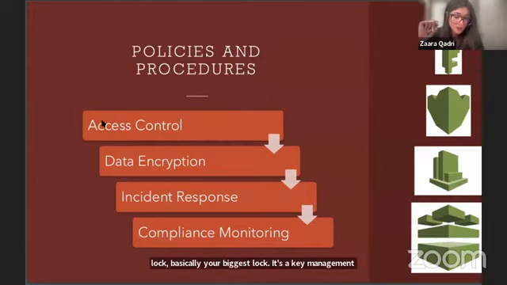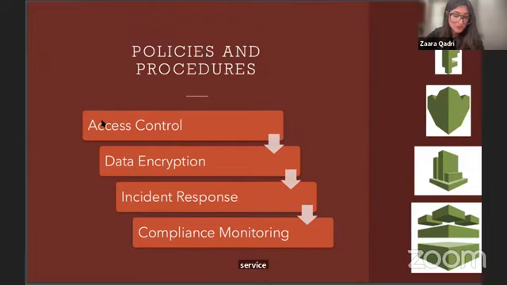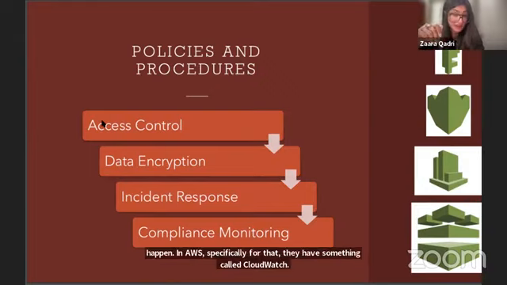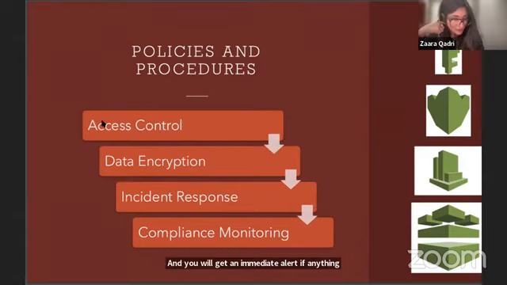For incident response, we are going to need a plan, of course. You have incident response in place that is going to detect, contain, and recover from any breaches that happen. In AWS, specifically for that, they have something called CloudWatch, and you will get an immediate alert if anything suspicious is happening in AWS.